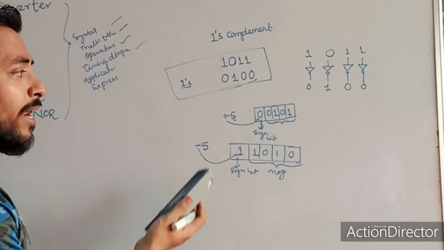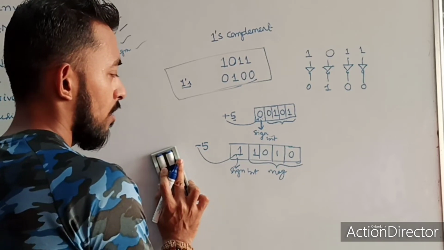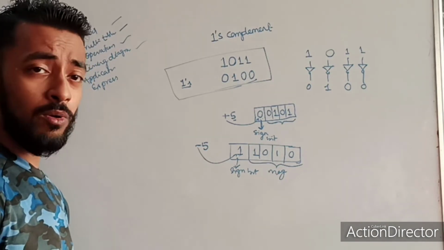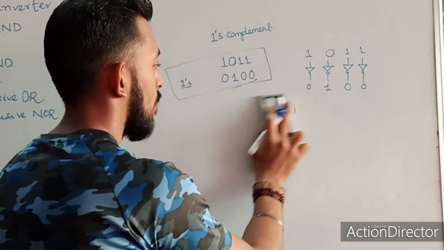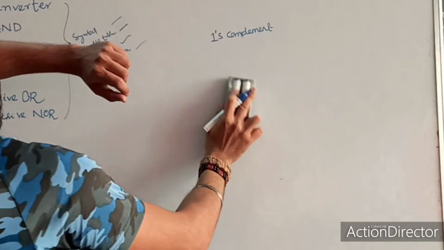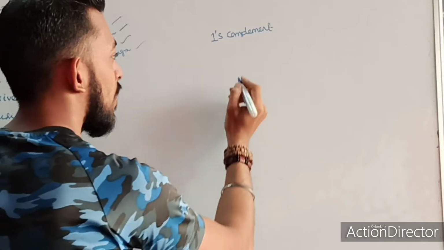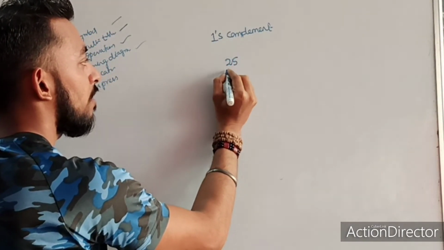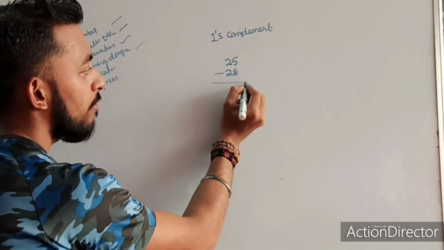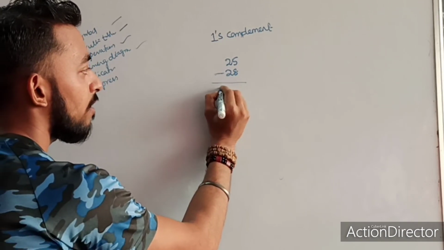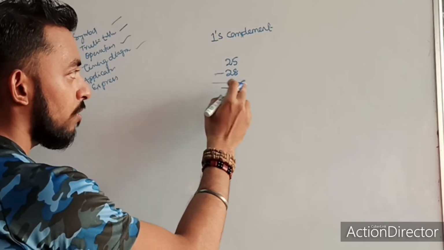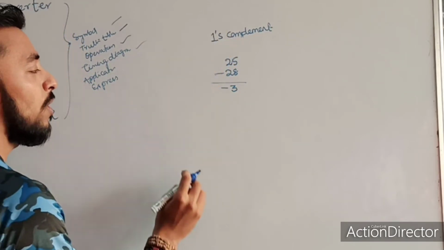We can see another use of one's complement when we are going to subtract a higher value from a lower value. Suppose I want to subtract 28 from 25. If I subtract 28 from 25, then what will I get? I will get the value minus 3. Okay, so we are going to see how to subtract that using one's complement.